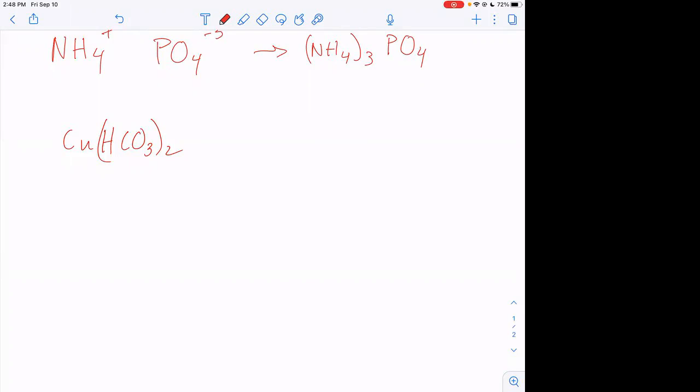Cu(HCO3)2. I don't know how to put it together. Look at there. They have 2 valence electrons already, so maybe we can put it where it's giving. Okay, so you should have it by now.